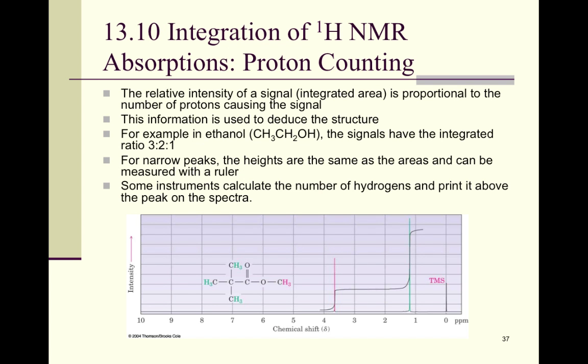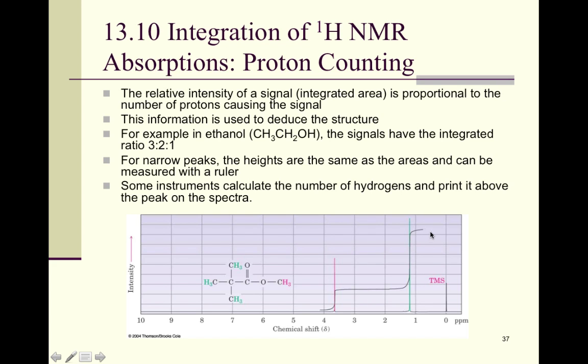Integration of proton NMR absorptions and proton counting. The relative intensity of a signal, the integrated area, is proportional to the number of protons causing the signal. On the spectrum down here, the integration line is this black line that's coming across, and when it hits a signal, it goes straight up, and then when it gets to the next signal, it goes straight up again. It's the straight up portion that we're going to be looking at relative to each other. This information is used to deduce the structure.